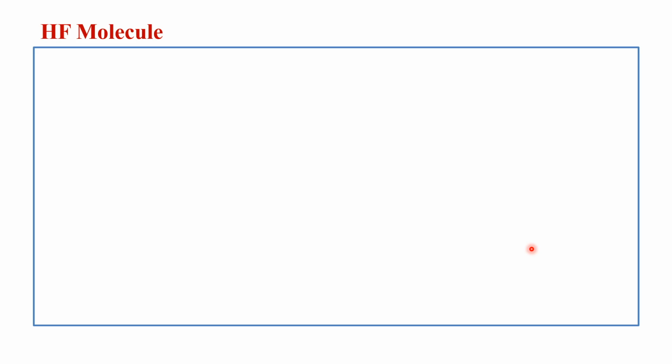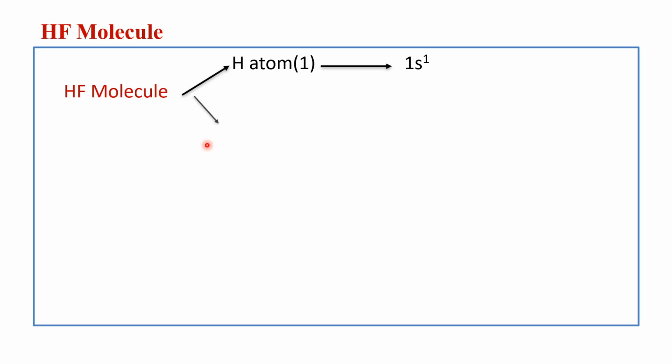HF molecule is a heteronuclear diatomic molecule. So if you see this HF molecule, we can say that here it is formed by two atoms. The first atom is the hydrogen atom with atomic number 1. That's why its electronic configuration is 1s1. Whereas the second atom is the fluorine atom with atomic number 9. That's why the electronic configuration is 1s2, 2s2, 2p5.